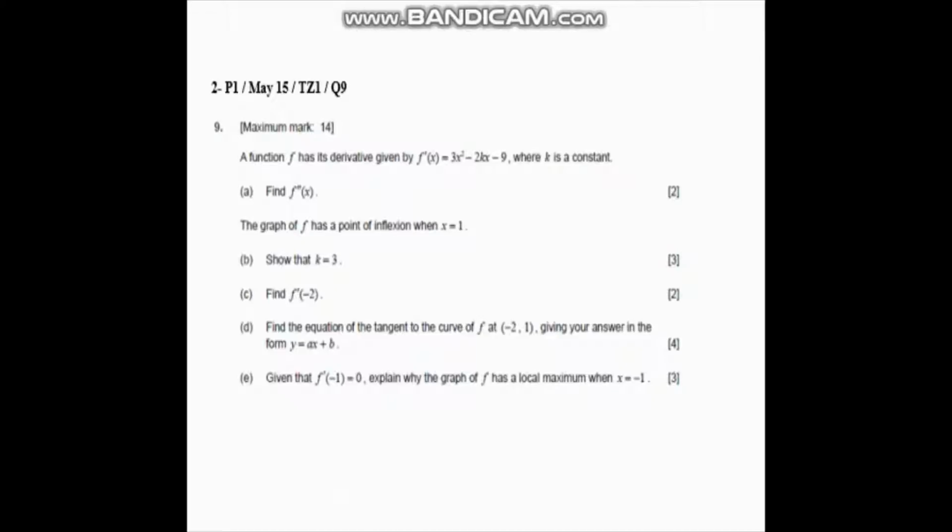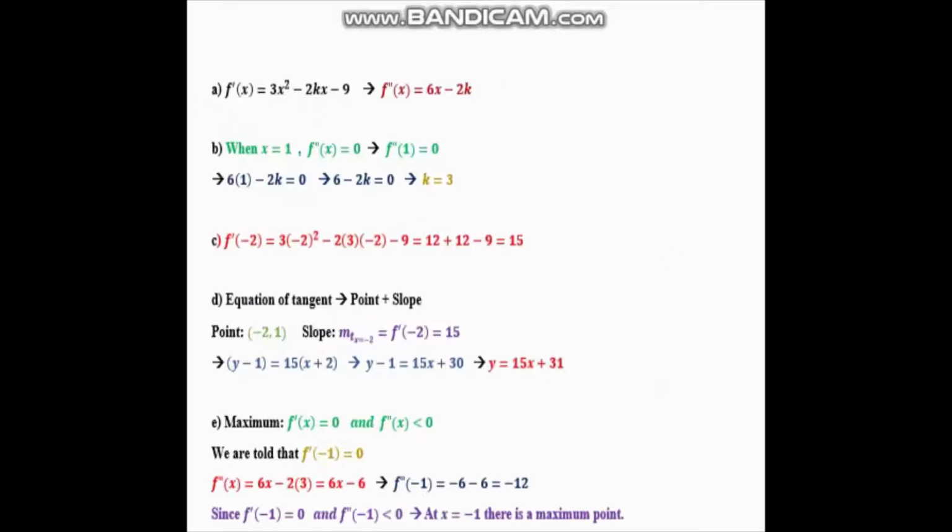In question C, I'm required to find f dash of negative 2. Now that I have the value of k, I'm just going to plug negative 2 into this equation using the value of k equals 3. This is what I've done right there. I've just plugged negative 2 into the x and 3 into the k, obtaining an answer of 15.